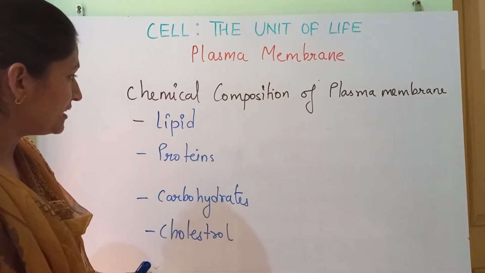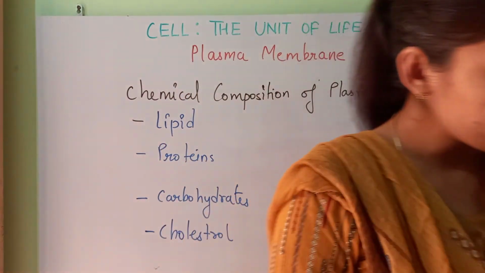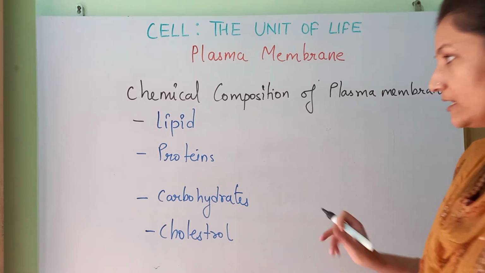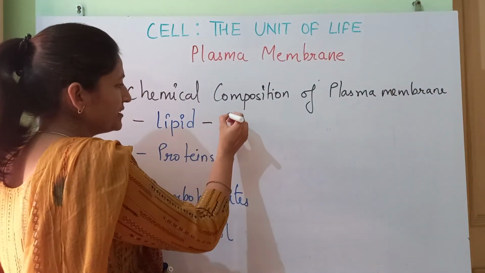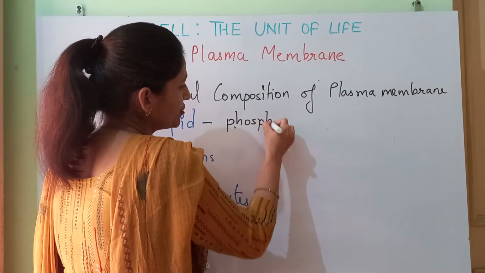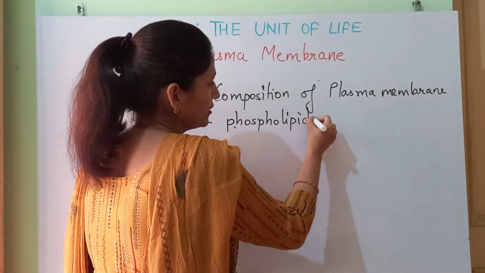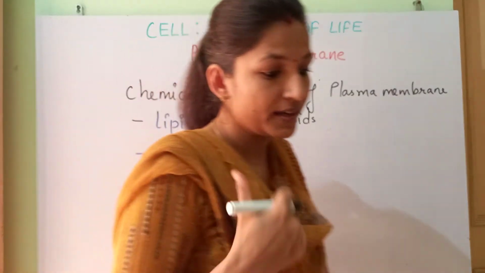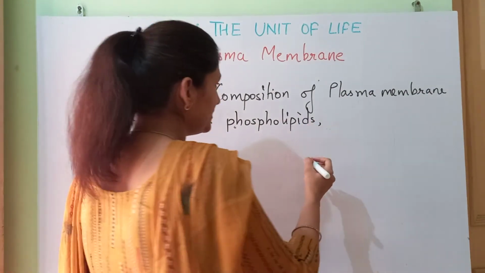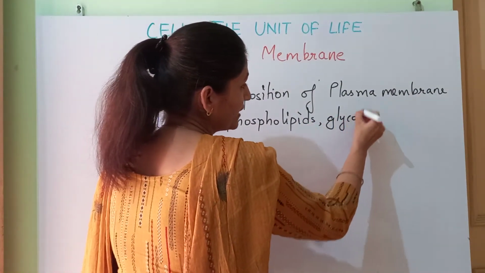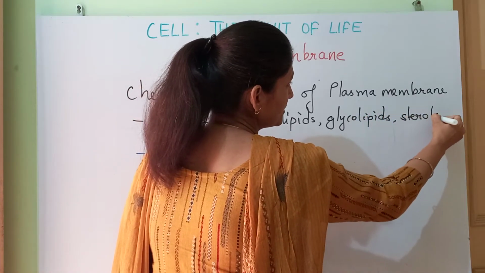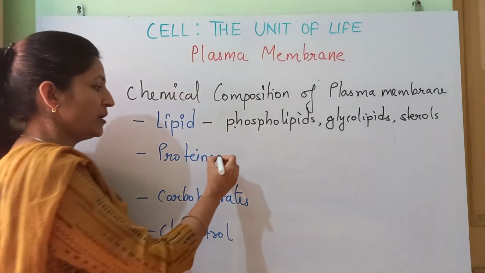So generally, the lipids which are present are responsible for what particular purpose? They are providing the fluidity. In the plasma membrane, the lipids present can be phospholipids. Phospholipids can be there in the structure of the plasma membrane. Then glycolipids can be there. Sterols can be there, cholesterol. Proteins.